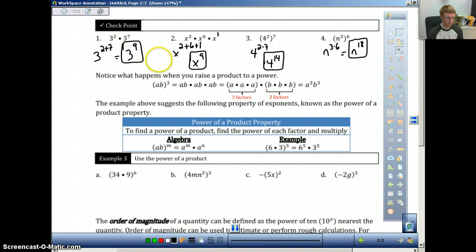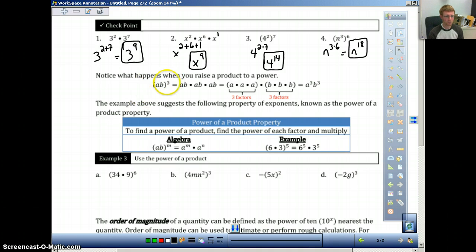All right, so in this first one, hopefully you got 3 to the 9th. You added 2 plus 7, got 3 to the 9th. Next one, added 2 plus 6 plus 1, you get x to the 9th. This one we're multiplying, it's a power to a power, so it's 4 to the 14th. And this last one, another power to a power, it's 3 times 6, n to the 18th. So hopefully those were pretty easy. That's the basic part of this section. So let's move on to the next part.